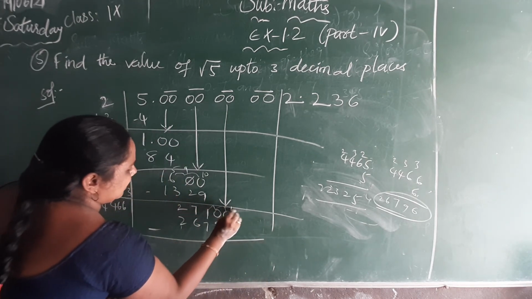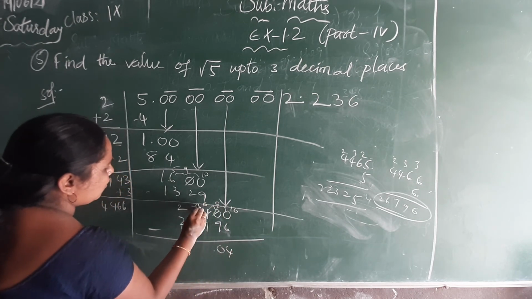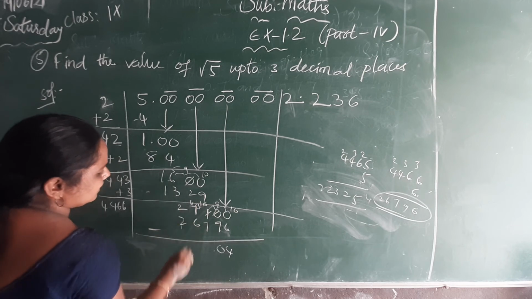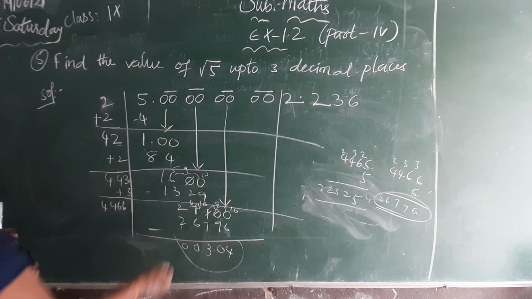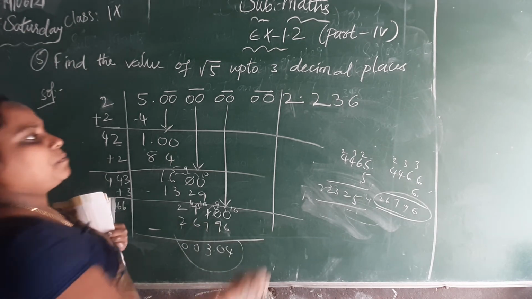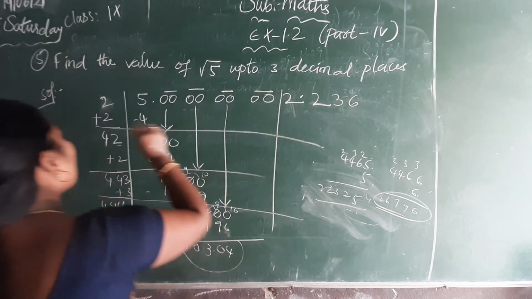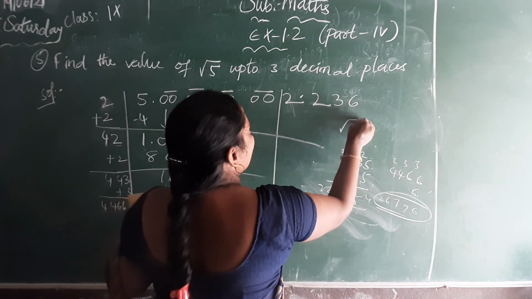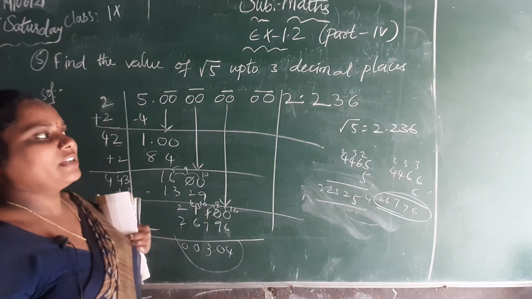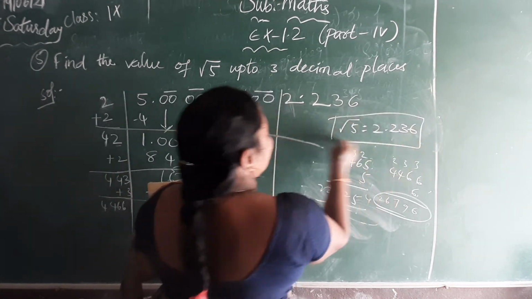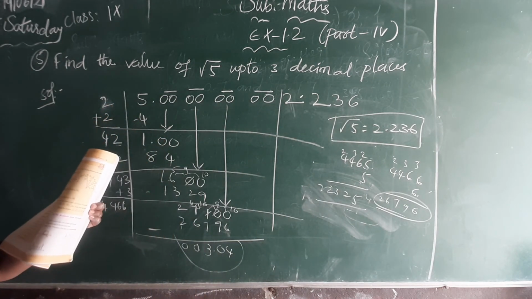So do the subtraction. 10 minus 6 is 4, 0. 10 minus 7 is 3, 6 0 0. So 304 is the remainder. After the point I got 3 digits, so 3 decimal places are over. So what is the value of root 5? Root 5 is nothing but 2.236. Given this is the 5th problem.